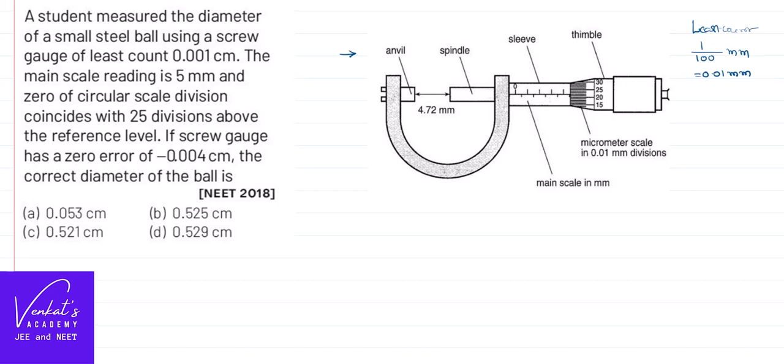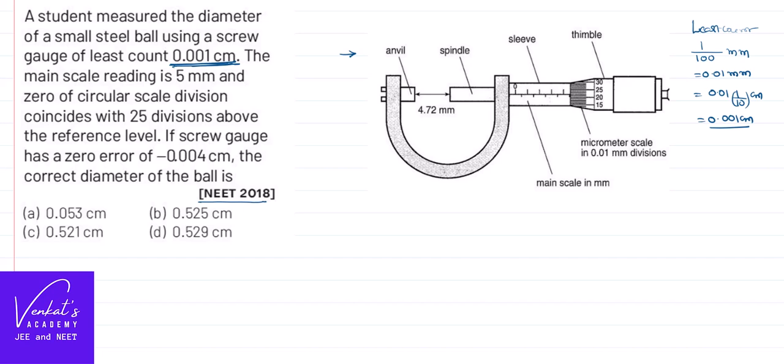Here it is given that the least count of the screw gauge is, of course, given in centimeters. If I have to convert this into centimeters, 1 millimeter equals 1 by 10th of a centimeter, so its value becomes 0.001 centimeter. The same is given for you, so that is nothing special. Even if he has not given the same in NEET 2018, you shall take that for granted.